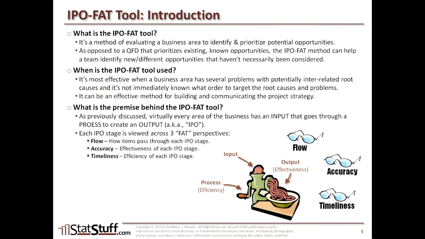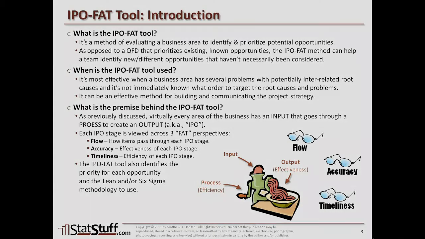You're putting on three different sets of glasses, and each of those looking at the input, process, and output from those different perspectives. So the IPO FAT tool also identifies the priority or potential suggested priority for when you identify these opportunities, how you might order those. And it also has a suggestion for what type of methodology you might use, whether it's lean sets of tools or Six Sigma sets of tools or methods, or maybe a combination of both.